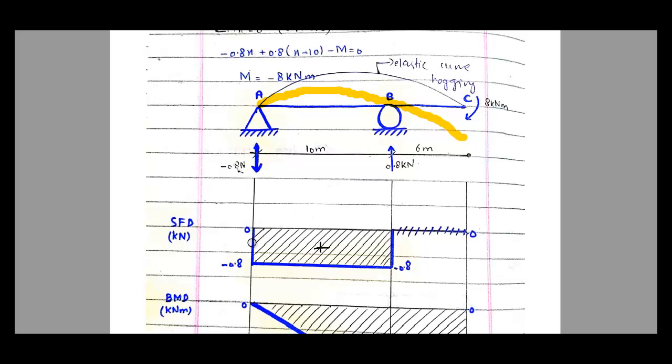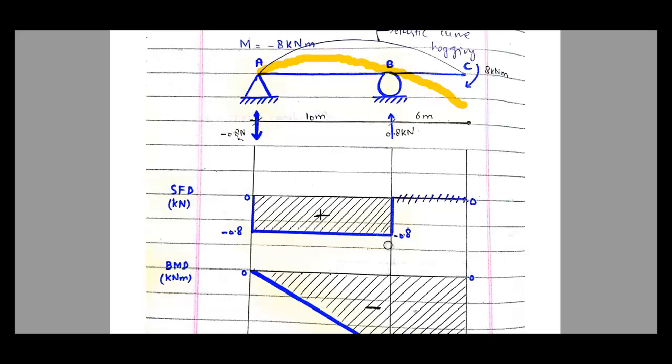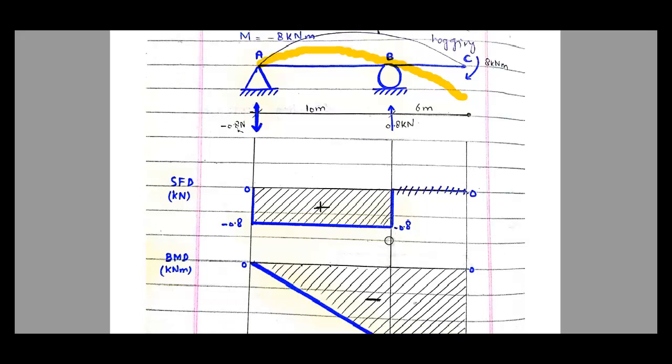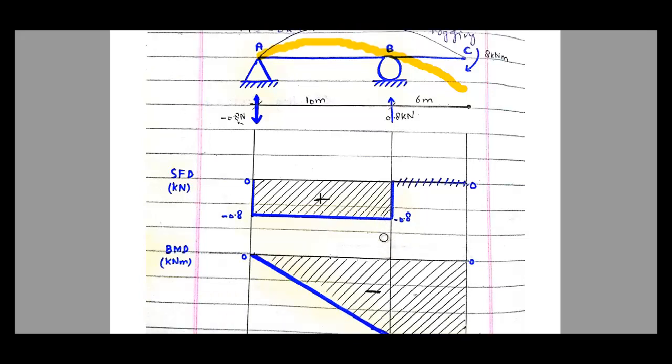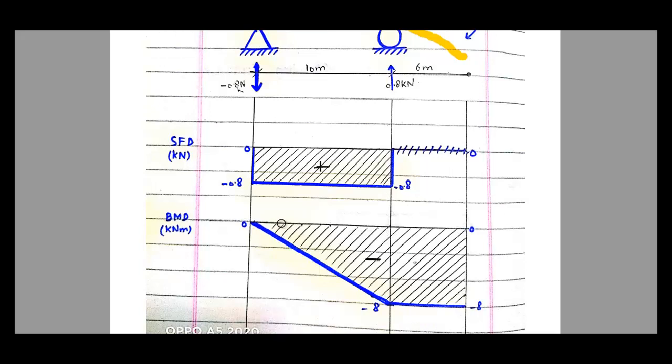0.8 kilonewton acting in the downward direction, and then 0.8 acting in the upward direction. There is no force acting, so a 0 shear force diagram. So this shear force diagram seems correct to me. And similarly, the bending moment diagram seems correct. So I think these two diagrams are correct.